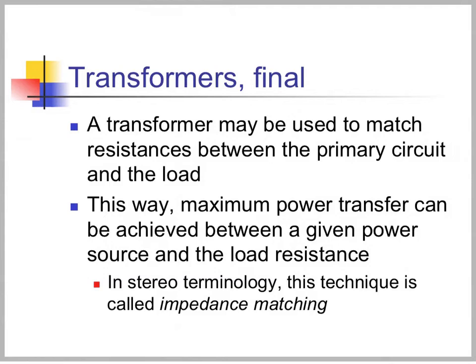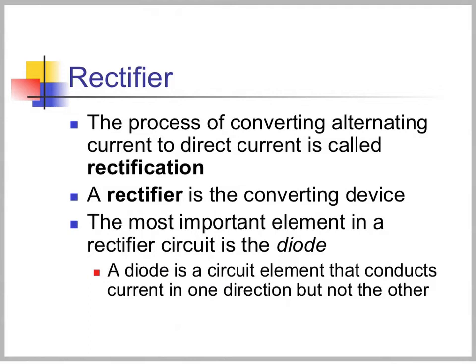A rectifier is a circuit element that consists of converting an alternating current to a direct current. The rectifier is the converting device. And the most important element in a rectifying circuit is something called a diode. A diode is a circuit element that conducts current in one direction, but not the other.